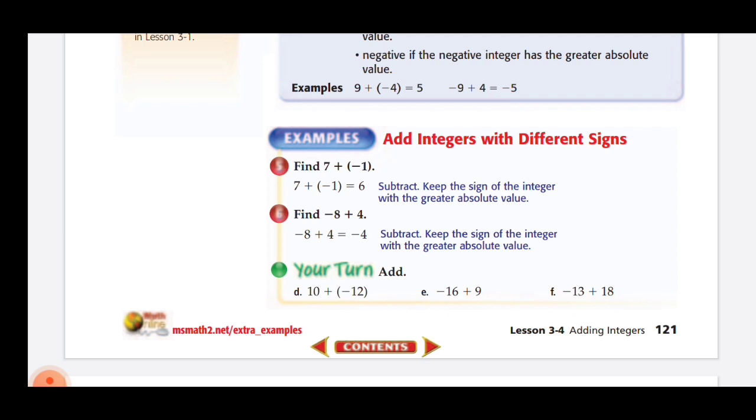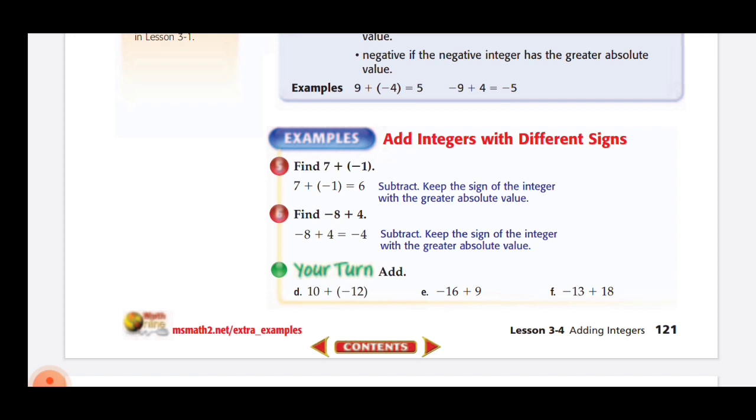Examples: add integers with different signs. 5. Find 7 plus -1. 7 plus -1 equals 6. Subtract. Keep the sign of the integer with the greater absolute value. 6. Find -8 plus 4.